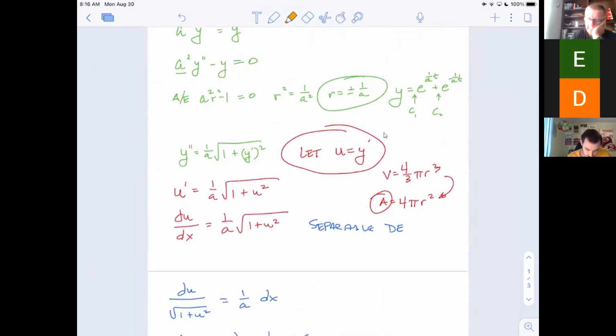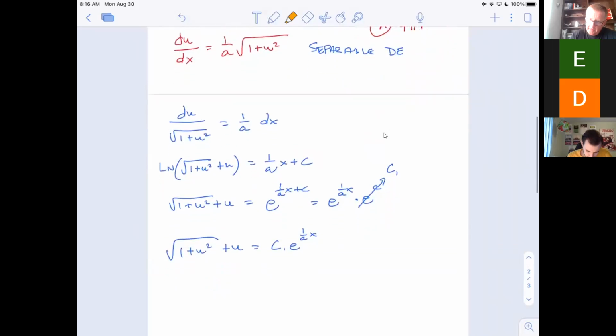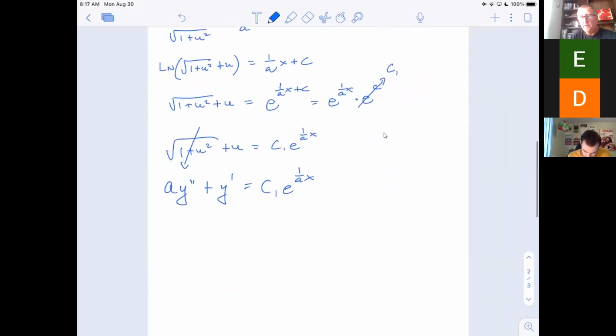If you look back at this business right here, notice we have the square root of 1 plus y prime squared, or 1 plus u squared, and notice that's equal to a times y double prime. In other words, this thing right here is a y double prime, and that plus u, which is really plus y prime, equals c1 e to the 1 over a x. And so if you recognize that substitution, we just took it back to the y prime world. And notice now, hey, look, I'm comfortable now.